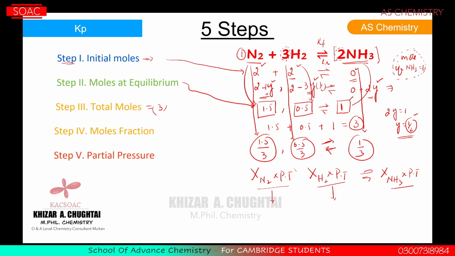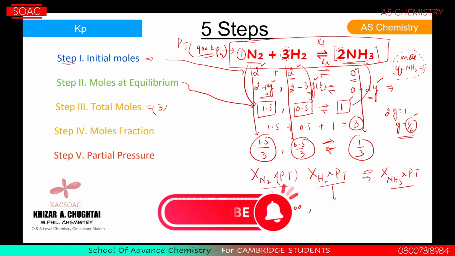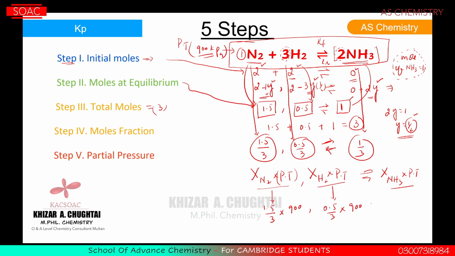So what is the partial pressure? Let's suppose once again that the total pressure of the sealed container in which this whole reaction is happening is overall 900 kilopascal. For example, total pressure is equal to 900 kilopascal. So what is the partial pressure of nitrogen? In this case, mole fraction is equal to 1.5 over 3 into Pt, and Pt is equal to 900. Same for hydrogen, 0.5 over 3 multiplied by Pt, and Pt is equal to 900 kilopascal. Ammonia is equal to 1 by 3 into Pt, and Pt is equal to 900.